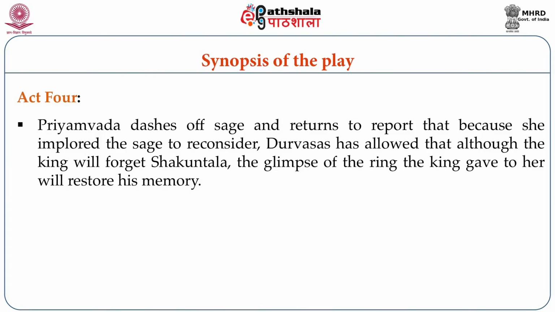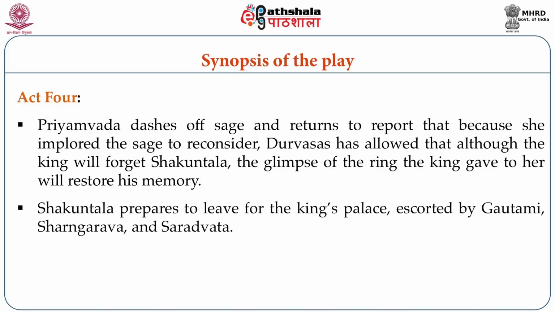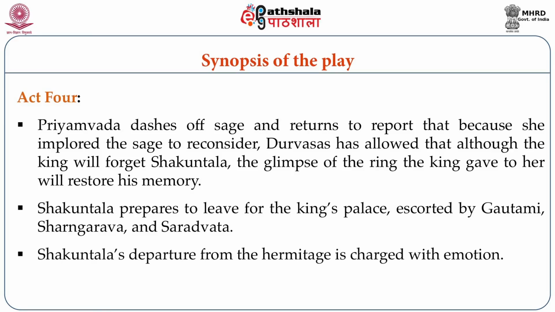Priyamvada dashes off after the sage and returns to report that, because she implored the sage to reconsider, Durvasha has allowed that although the king will forget Shakuntala, a glimpse of the ring the king gave to her will restore his memory. Shakuntala prepares to leave for the king's palace, escorted by Gautami, Sharangarava and Sharadvata. Shakuntala's departure from the hermitage is charged with emotion.